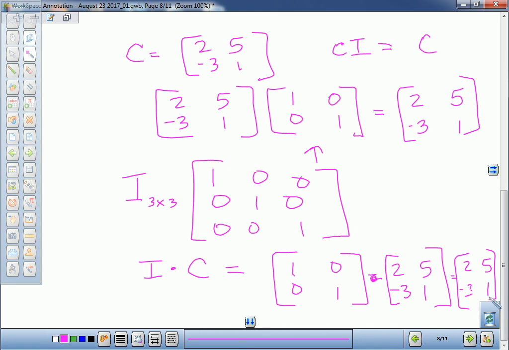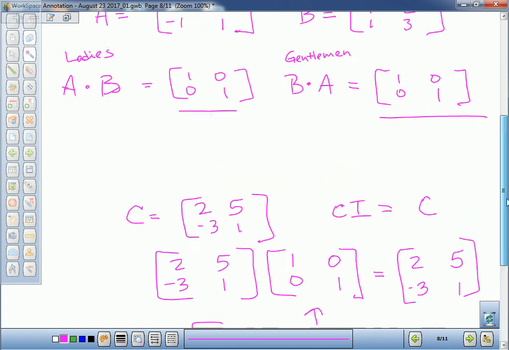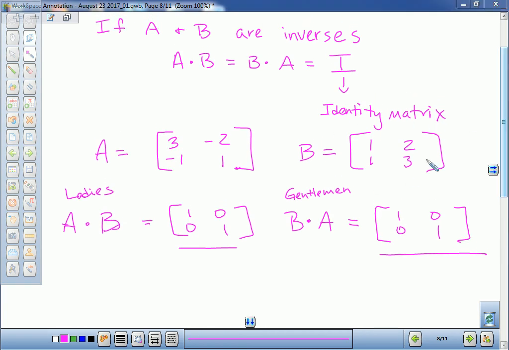We know C times I equals I. How do you find the inverse? Oh, we're going to do that in just a minute. I'm going to teach you the process to find the inverse.